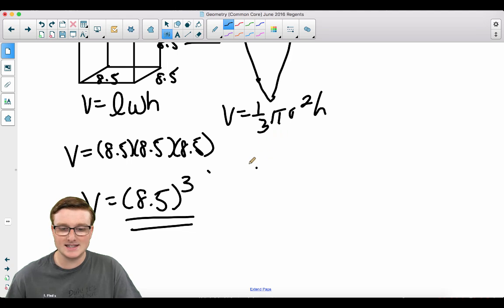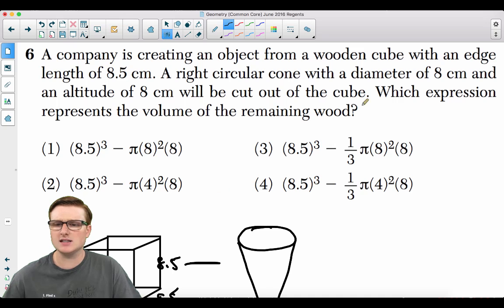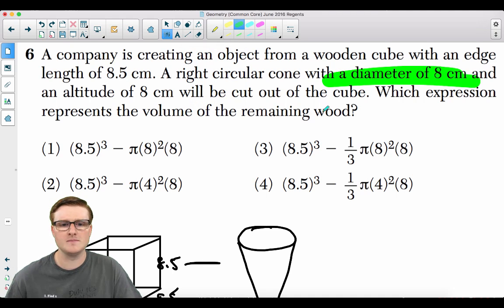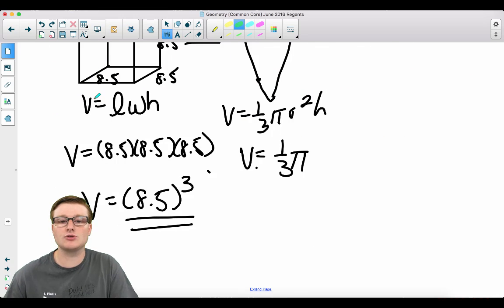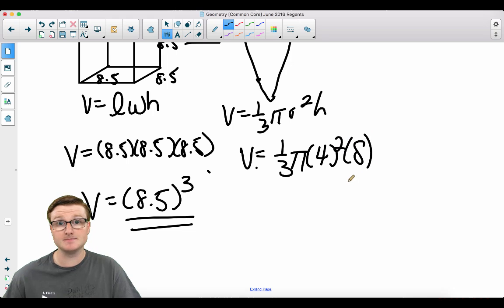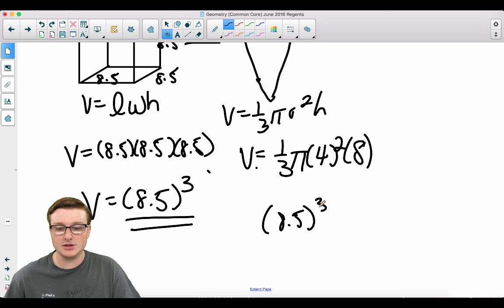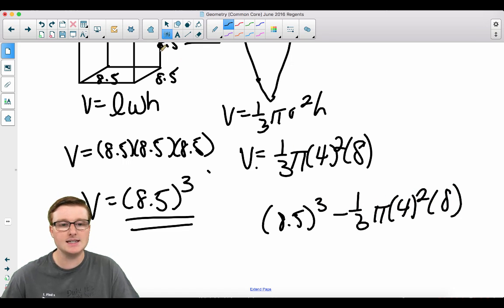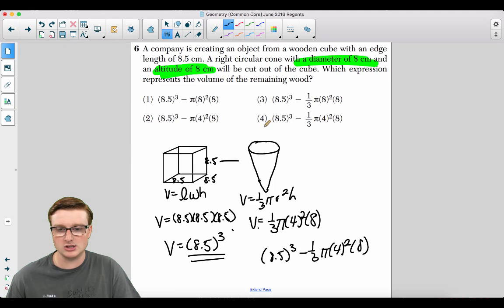And we are subtracting the volume of the cone. Well, that's 1/3 pi. Now the radius, well, what's the radius? Well, it tells us that the diameter is 8 of the cone. And it says it has an altitude of 8 as well. So the radius is actually half of 8, which is 4. So that's going to be 4 squared times the height of 8. Great. So your expression is 8.5 to the third minus a third pi times 4 squared times the height of 8. And that answer is going to be choice 4. All right. And that is the answer to number 6.